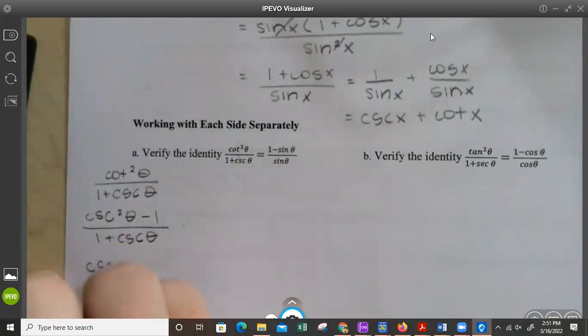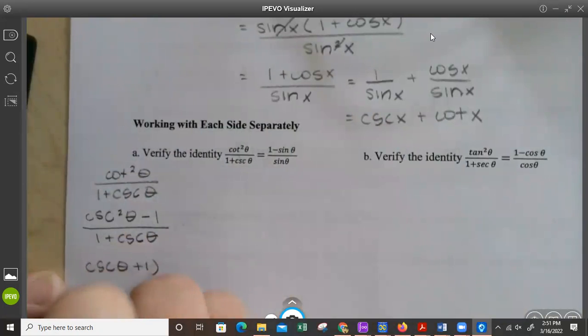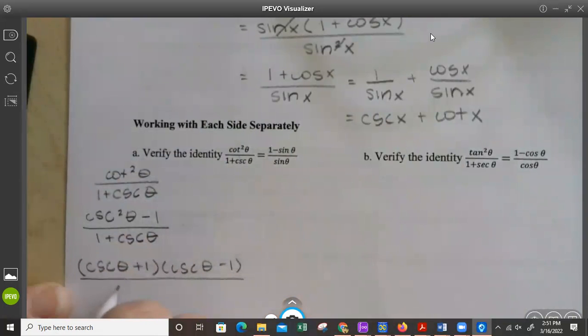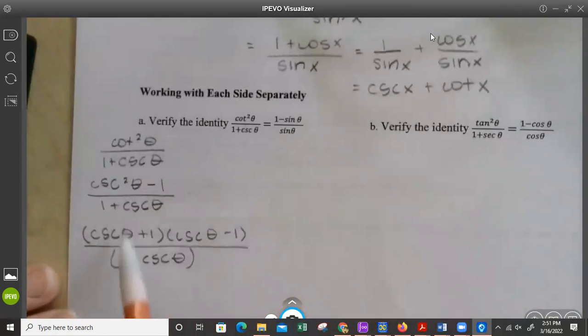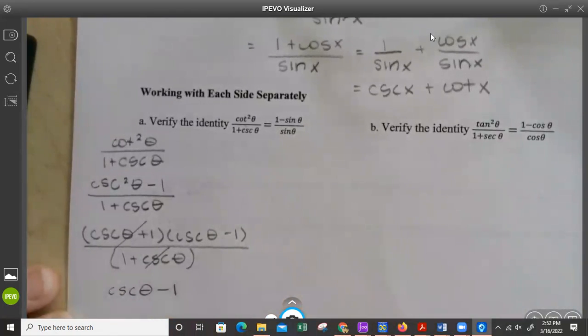So I actually get cosecant theta plus 1, cosecant theta minus 1 over 1 plus cosecant theta. What do you notice? These two cancel out, right? Because I can rewrite them the other way. Can I do anything else right here? Remember, it's in simplest form when it's not a what? Fraction. So as good as it gets.